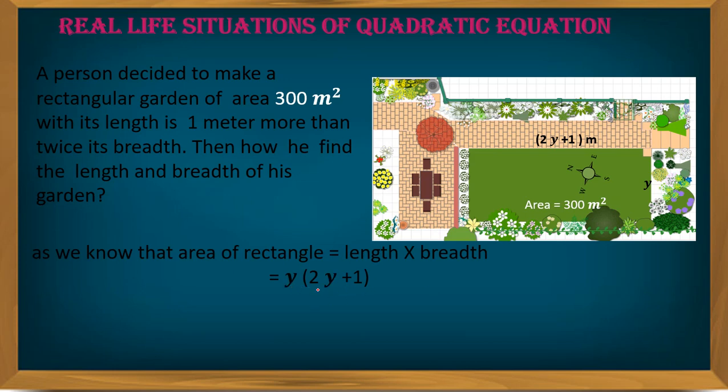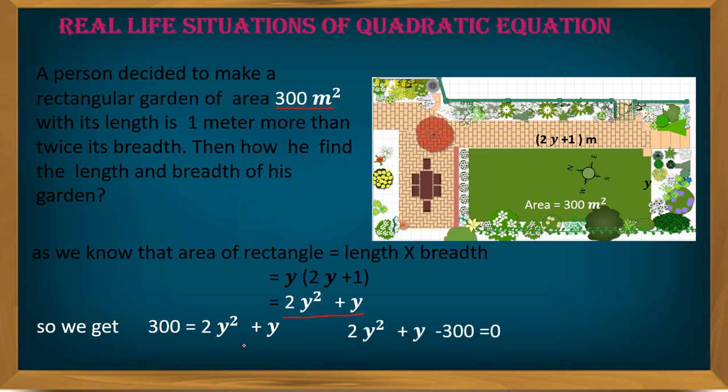Now this y multiplied with 2y plus 1 becomes 2y square plus y. This is the algebraic expression showing the area of the rectangle. Similarly, it is given that the area of the rectangle is 300 meters square. Now these two expressions, 2y square plus y and 300, both are representing the area of the garden, that means both are equal. So we can write 2y square plus y is equal to 300. Now we can rewrite this equation as 2y square plus y minus 300 is equal to 0.